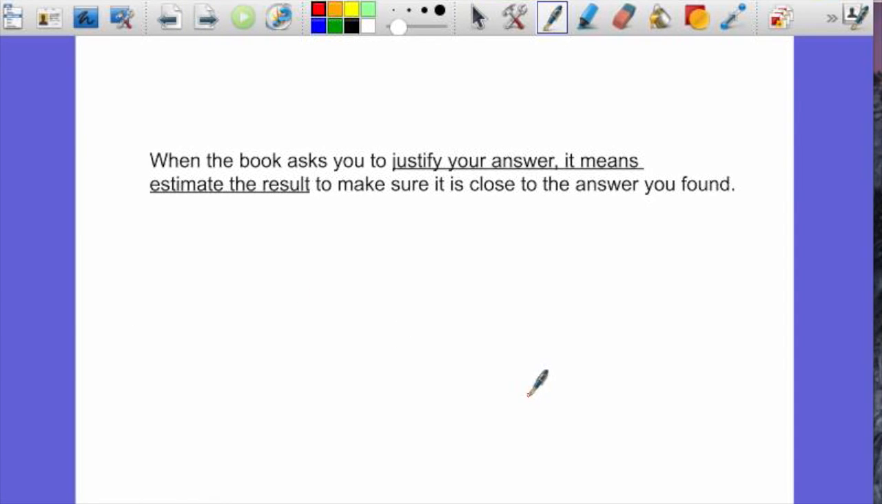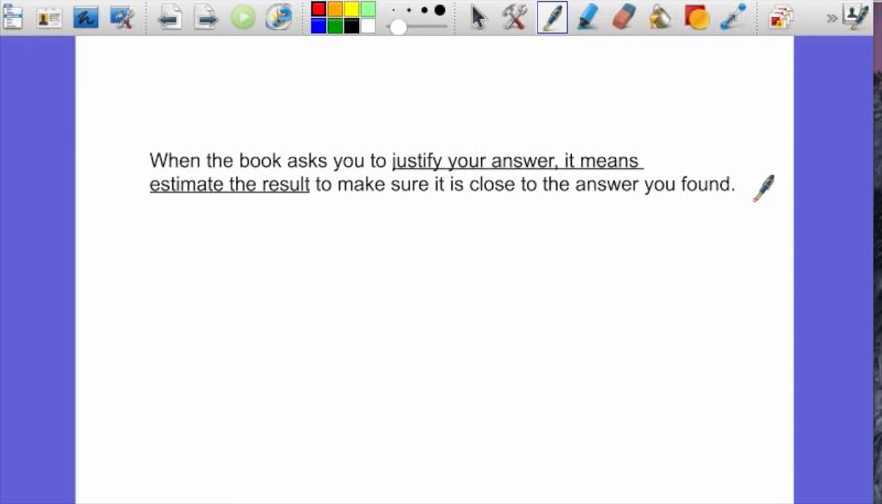Now, we want to talk about some of the language the book uses for our homework later on. It says when the book asks you to justify your answer, it means to estimate the result. Make sure it's close to the answer you found. Justify means make sure you have good reason that you picked your answer, not just because. Because is not a reason.